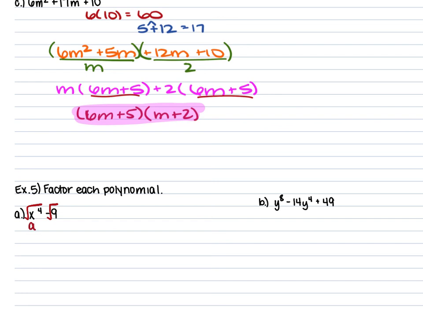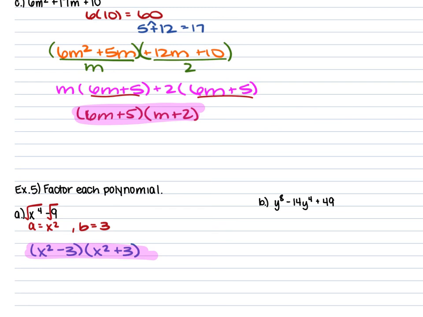So if our a is x squared, our b is 3, and this is a difference of squares, this is going to give us x squared minus 3 times x squared plus 3. You would not be able to go any further with this since that 3 is not a perfect square. So you leave your answer as x squared minus 3 times x squared plus 3.